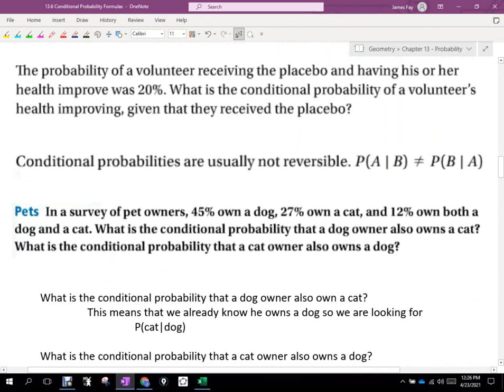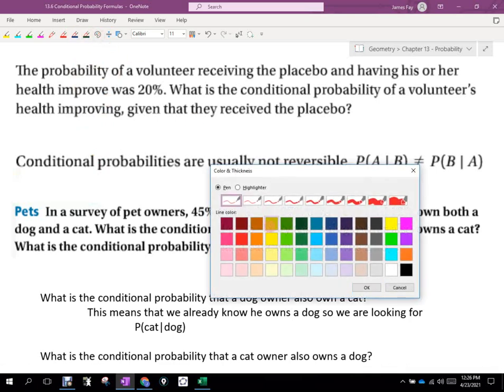So the probability of a volunteer receiving a placebo and having his or her health improve was 20%. What is the conditional probability of a volunteer's health improving given that they received a placebo? Okay. So let's write that one down.